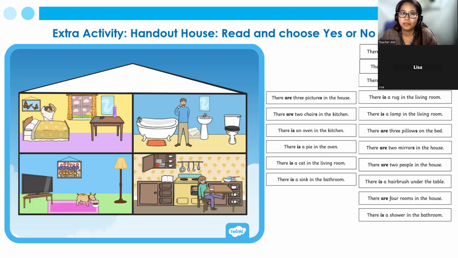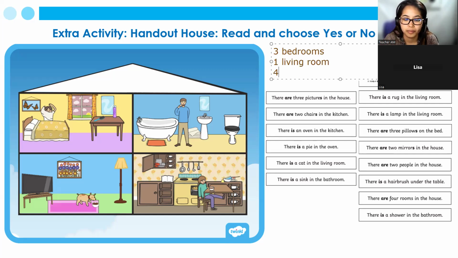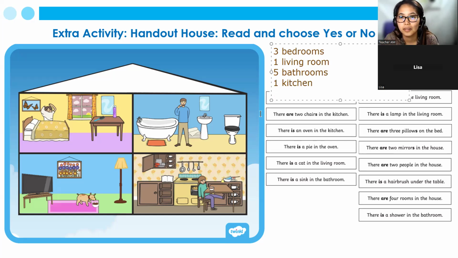I have 5 bedrooms. How many bedrooms? 4 bedrooms. Oh, okay, 4 bedrooms. 3 bedrooms. Okay, 3 bedrooms. What else? One living room. Nice. 5 bathrooms. Bathrooms like this? Yes. Wow, okay. 1 kitchen. Nice. 3 study rooms. Very good.